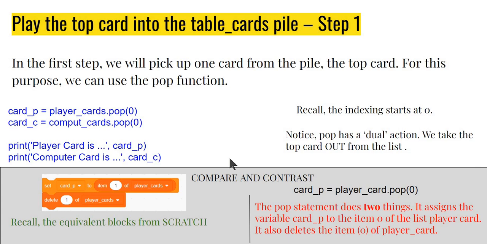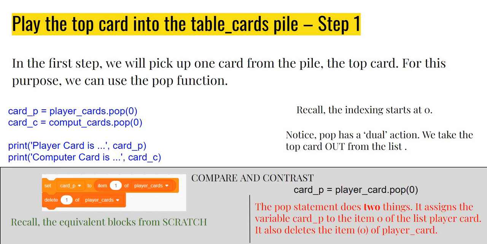The way I would do this, for example, in Scratch, the same exact commands would be done in two steps. I would say, first set a variable card P to item 1 of player cards. Remember, in Scratch the indexing starts on 1. And I'll say delete 1 of player cards. Now, both of these together are concisely done in this statement called pop. So pop removes the item from the list. It also assigns it to a variable. And that is where this is quite powerful.